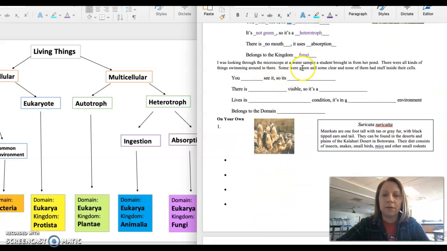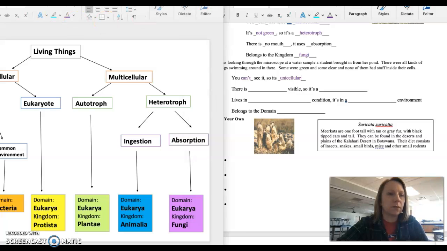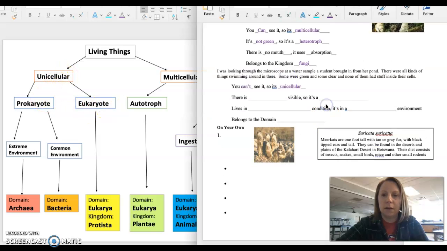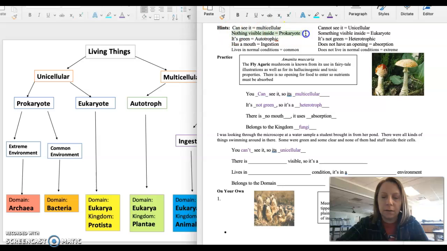I was looking through a microscope, so we can't see this with our naked eye. So we know we're going to say we can't see it, so it is unicellular, or one cell. Coming to our key, we are now on unicellular. Now we need to determine prokaryote or eukaryote. Remember the way we know that: nothing visible, prokaryote.